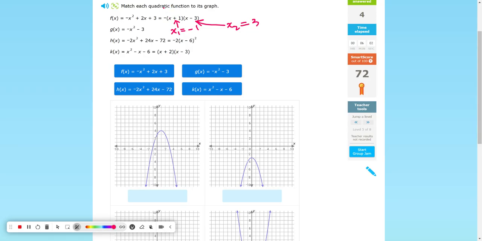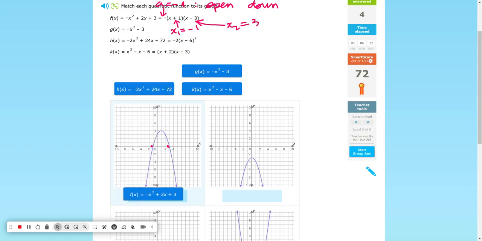It opens down, so a equals -1. So I go and find the graph that opens down with x-intercepts at -1 and then 3. Bingo, it's matching with this. So I drag it right there. All right, done.